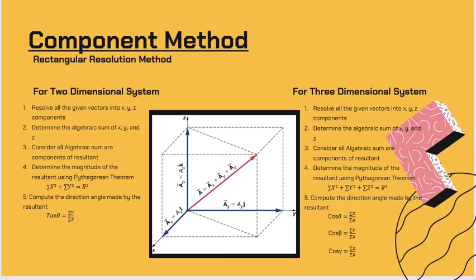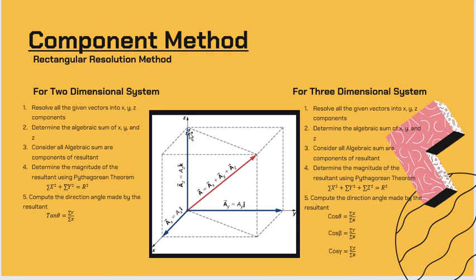So we have the components method. So rectangular resolution method, so for 2-dimensional system and for 3-dimensional system. Pagka sinabi nating 3-dimensional, ibig sabihin marami na siyang vectors involved, no? Okay, so almost the same lang naman sila. Let's have the representation. Resolve the given vectors into x, y, and z components. So eto siya. So we have the x, eto, y, eto, and z component.